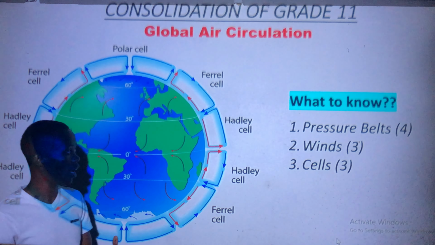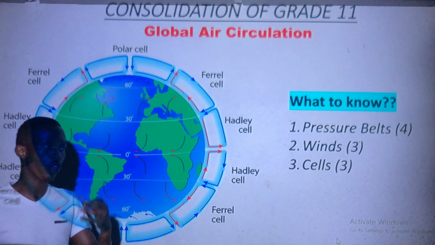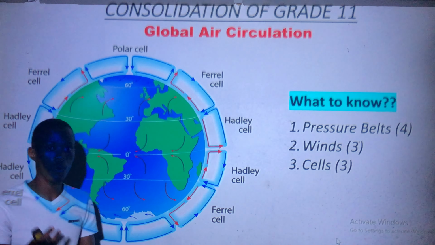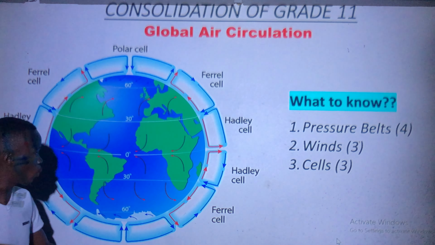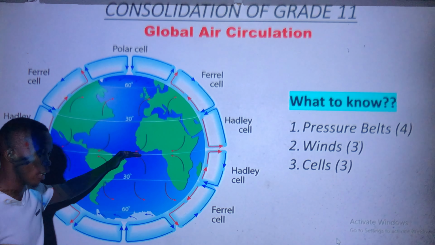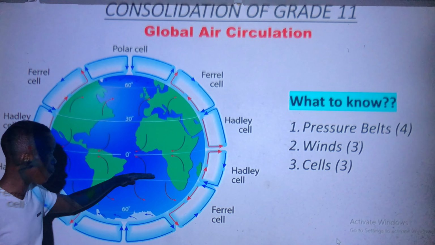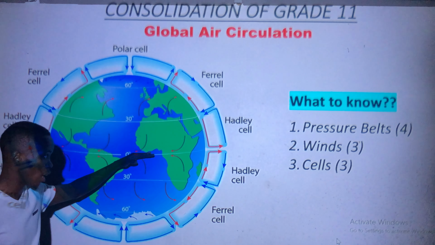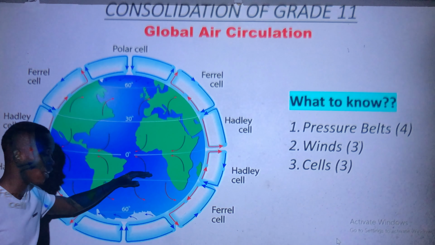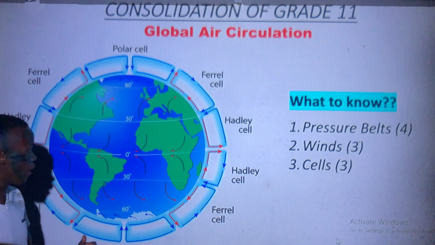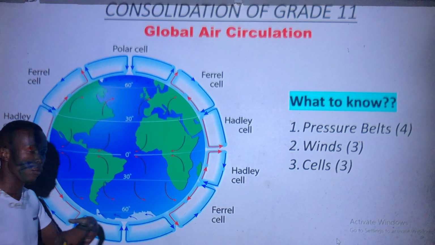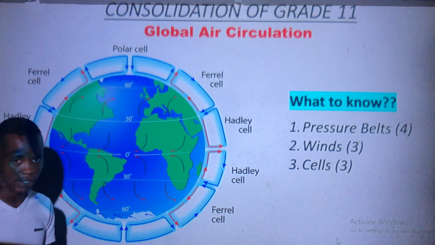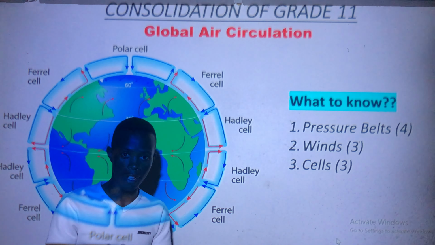And then we also have what we call the winds. We have 3 types of wind when looking at this global air circulation. Just doing a minor recap, between 30 degrees and 0 degrees, which means between the subtropical high pressure and the equatorial low pressure, there are winds called the tropical easterlies. Between 30 and 60 we have the westerlies, and between 60 and 90 we have the polar easterlies. All of these things we did in grade 11.